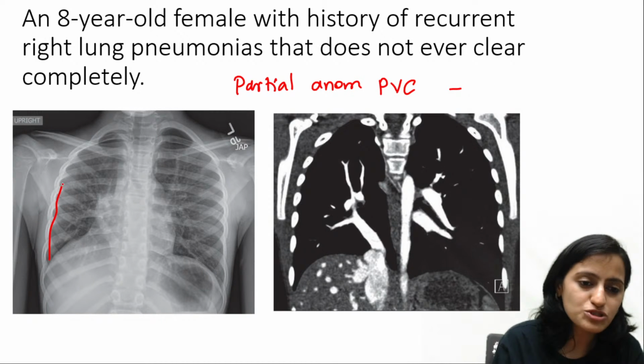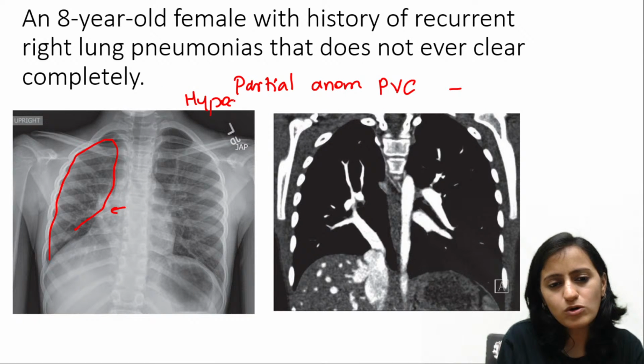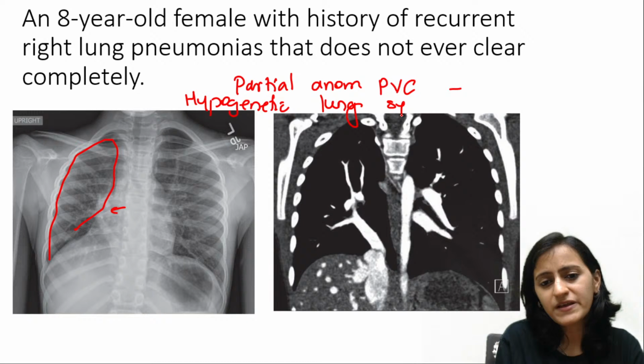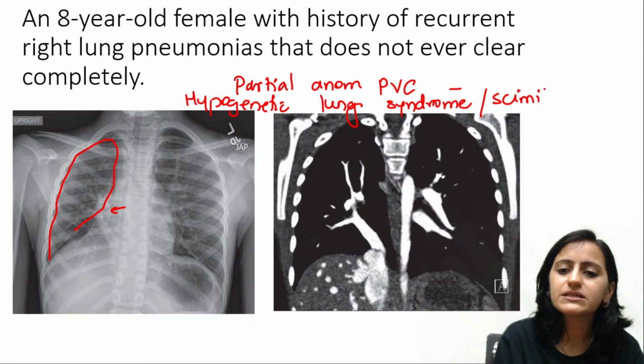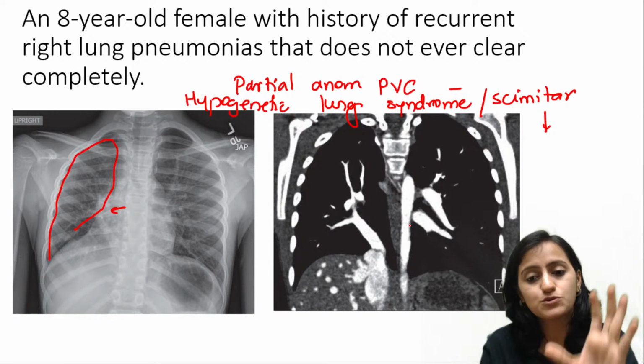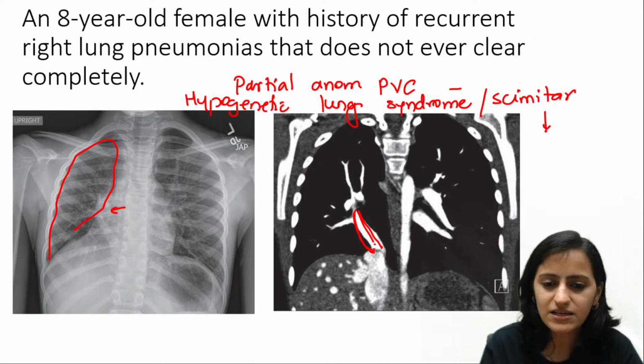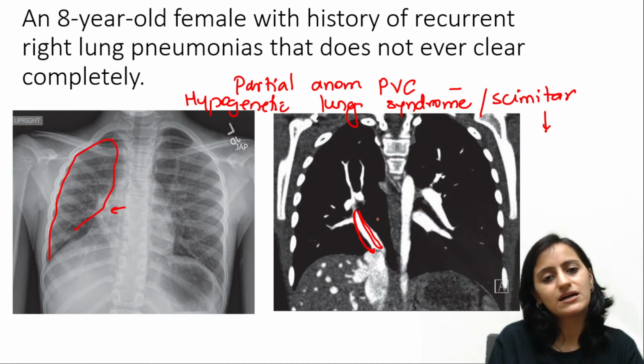Along with the hypogenetic right lung, the heart is shifted here. This is called your hypogenetic lung syndrome. Okay, this is called your hypogenetic lung syndrome or your Shimitar syndrome. Shimitar basically means a Turkish sword. This is how it has the sword-like appearance, the Turkish sword appearance, Shimitar sign.